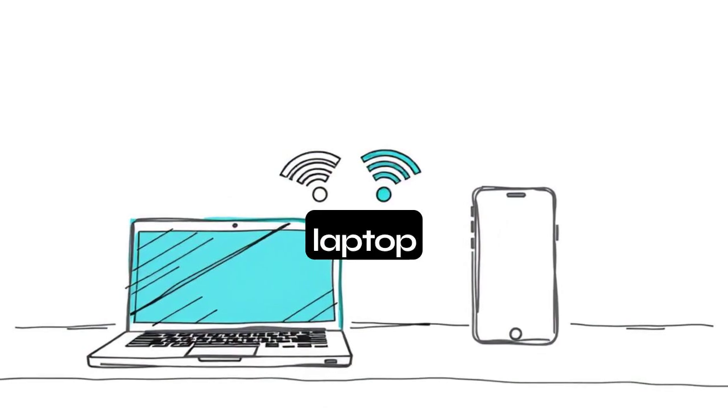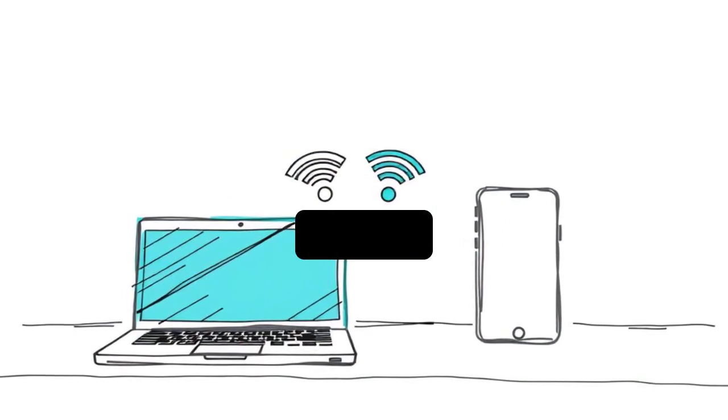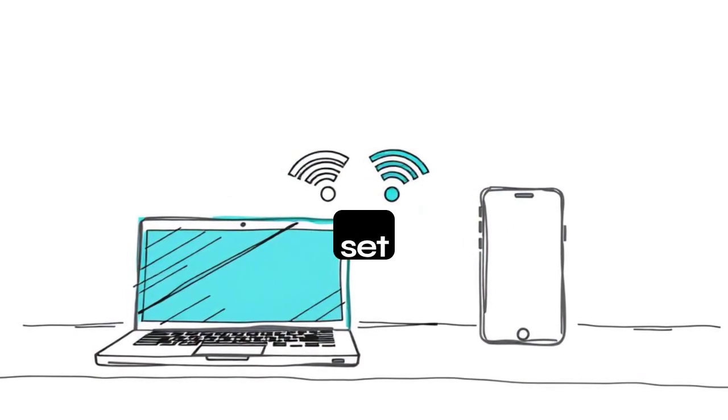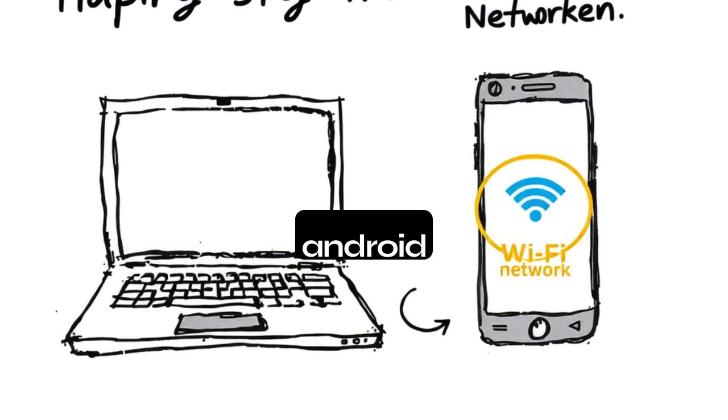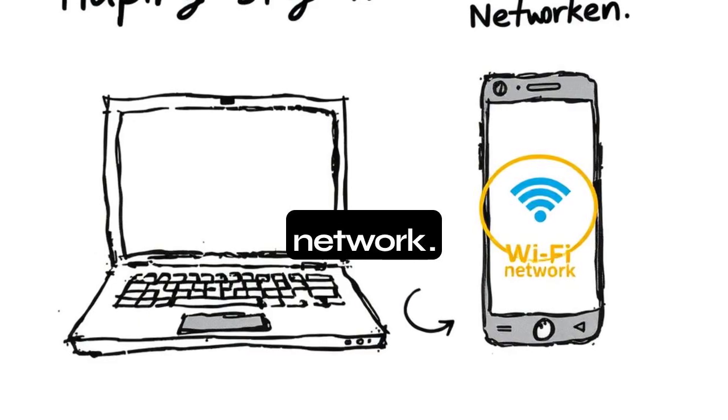Want to see and control your laptop camera right from your Android phone? Here's the quick and easy way to set it up in under a minute. Step 1. Make sure your laptop and your Android phone are connected to the same Wi-Fi network.